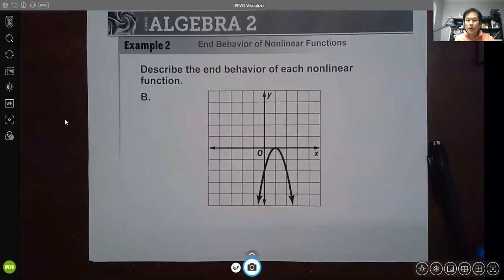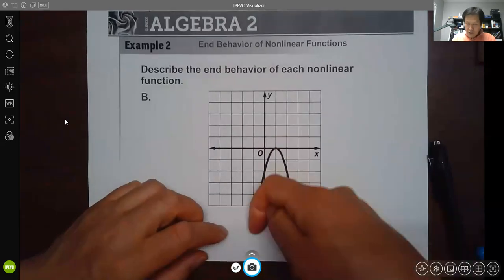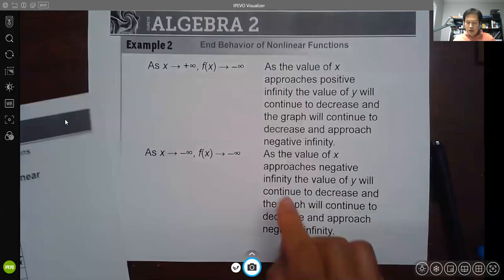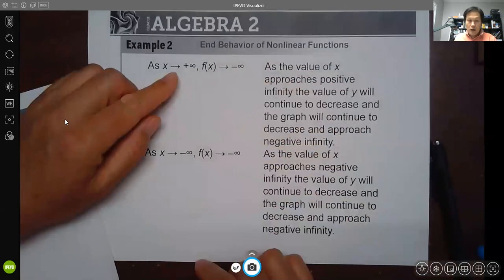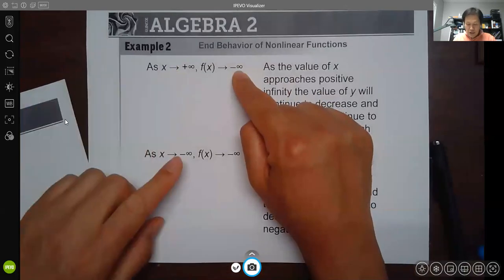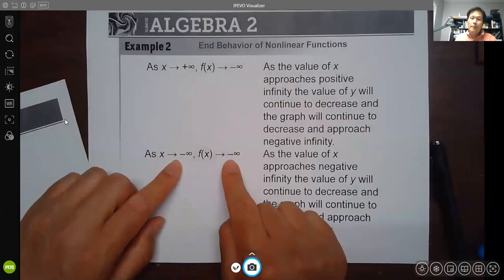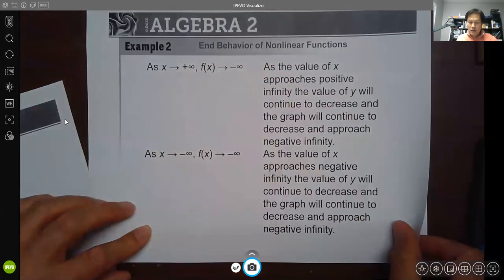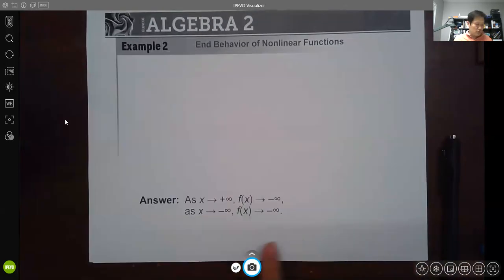Please pause the video and try this. As you can see, the left hand goes down and the right hand goes down. So both of them go to minus infinity. As you go to the right, y goes down. As you go to the left, y goes down. Make sure you can write this as it is. That's how you should be able to answer the question.